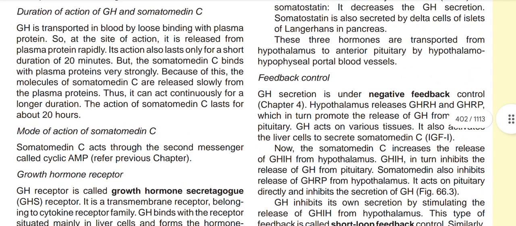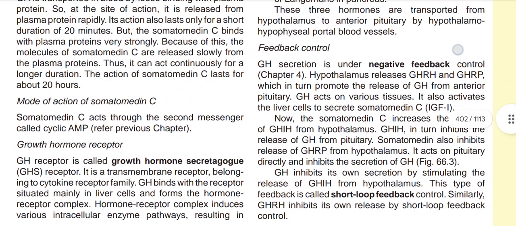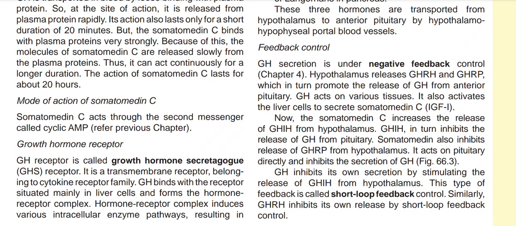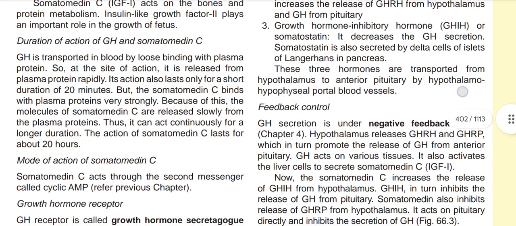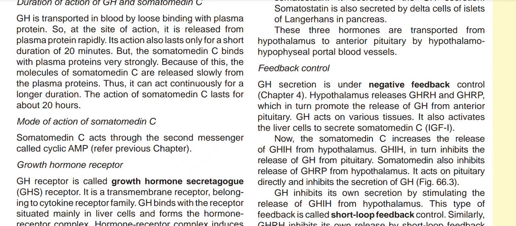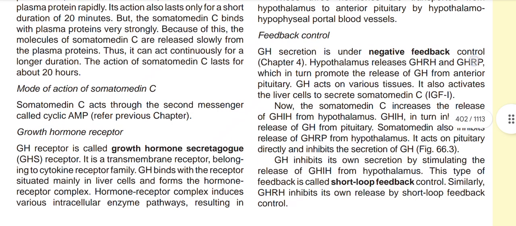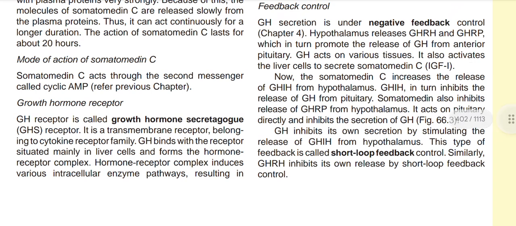Now, feedback control. Growth hormone secretion is under a negative feedback control mechanism. The hypothalamus releases growth hormone releasing hormone and growth hormone releasing polypeptide, which in turn promote the release of growth hormone from the anterior pituitary. Growth hormone acts on various tissues. It also activates the liver cells to secrete somatomedin C, or insulin-like growth factor 1. Now the somatomedin C increases the release of growth hormone inhibiting hormone from the hypothalamus, and GHIH in turn inhibits the release of growth hormone from the pituitary.